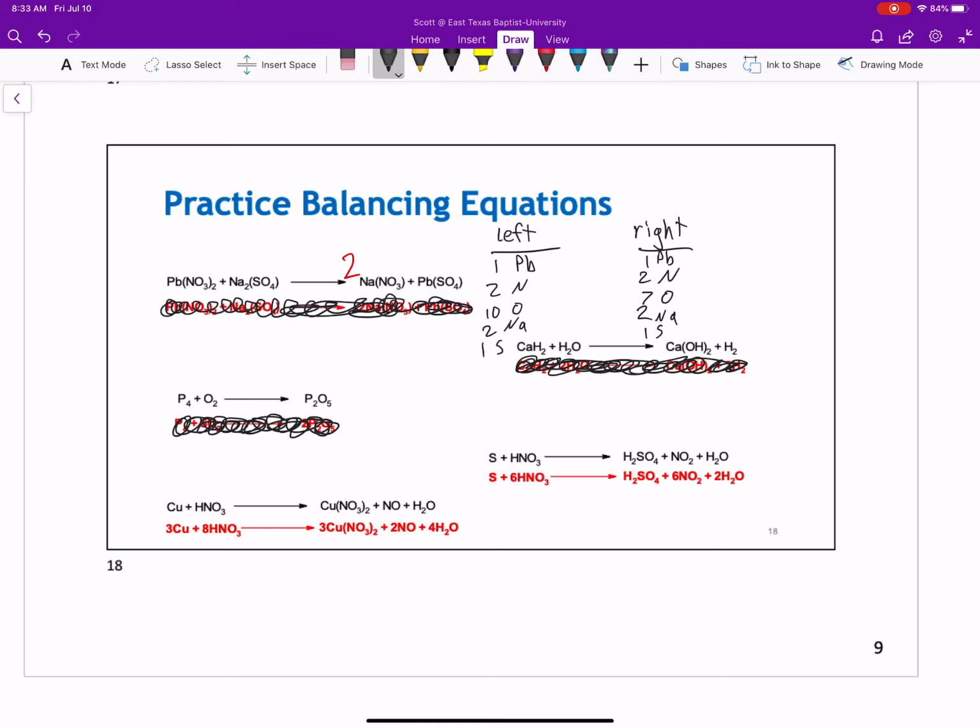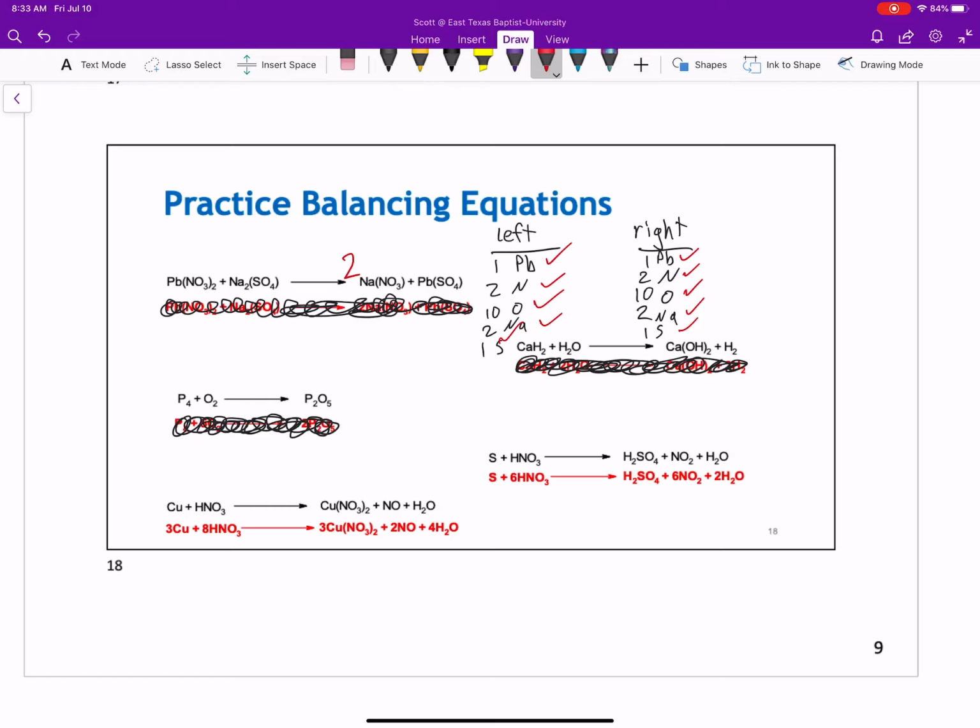And it would cause oxygen to be 6, but then you still have that 4 on the lead sulfate. So that would cause oxygen to be 10. And now you have to look back at the equation and see, do things match up? Okay, lead is a match. Nitrogen is a match. Oxygen is a match. Sodium's a match, and sulfur's a match.